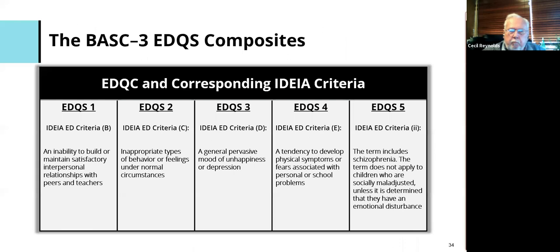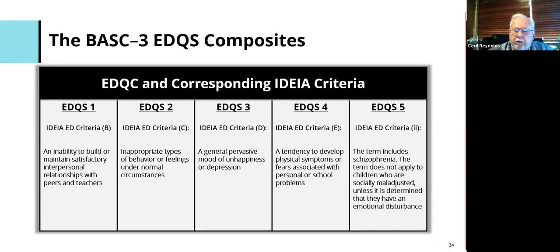The composites for this, the emotional disturbance qualification scales, match up to each of these IDEIA criteria. The federal definition really hasn't changed in any meaningful way since the original Education for All Handicapped Children Act that was passed in the 1970s. So they have been consistent.